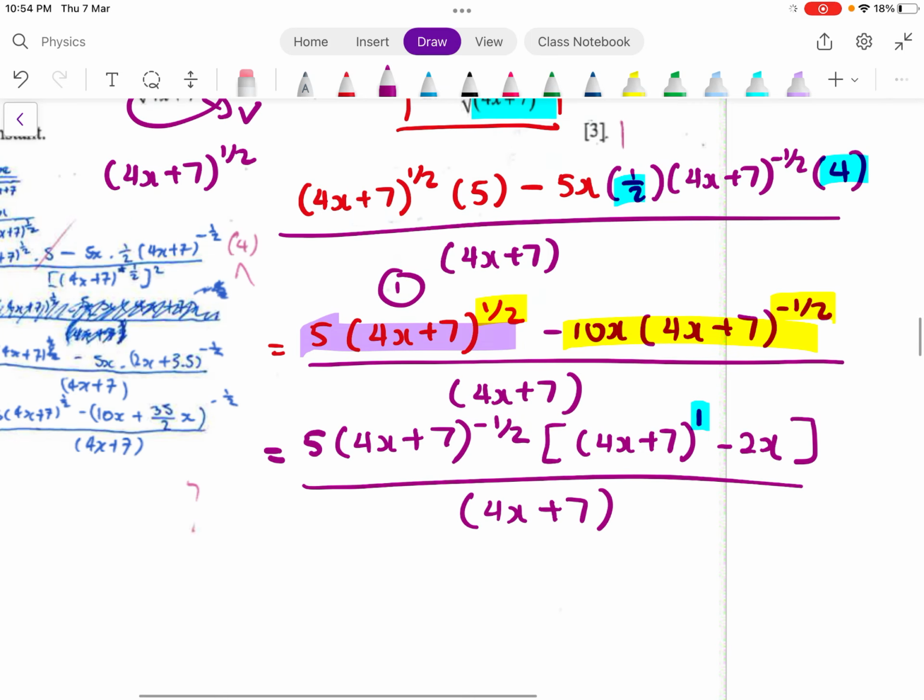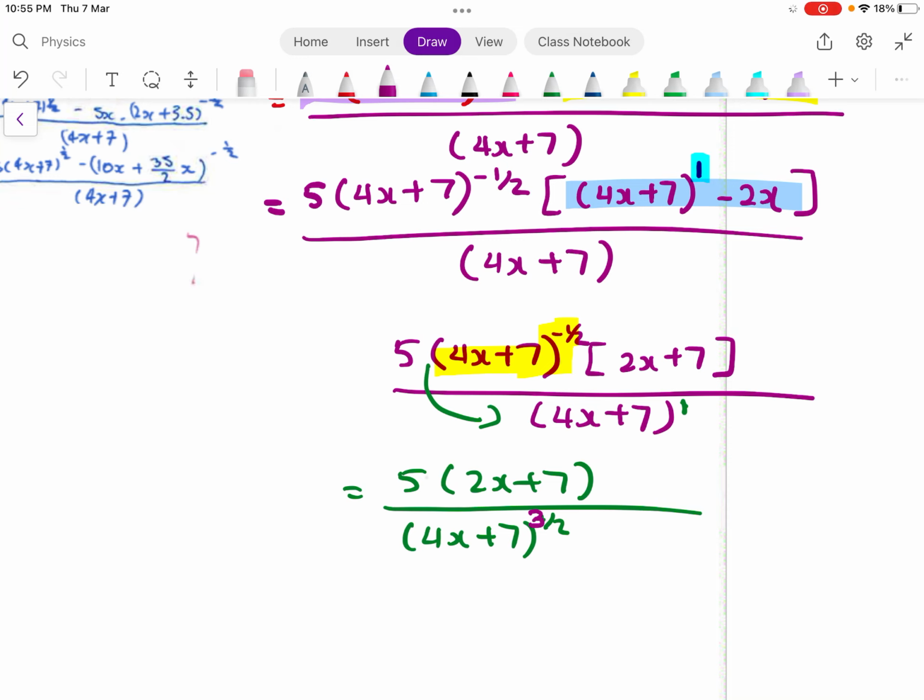This is to the power of 1. When I move this down, it's as good as saying (4x + 7) to the power of half multiplied by (4x + 7) to the power of 1. You just use the law of indices: 1 plus half is 3 over 2. So you can see it's the form that they want, where my k itself is 5. Alright, that is how we show this working.